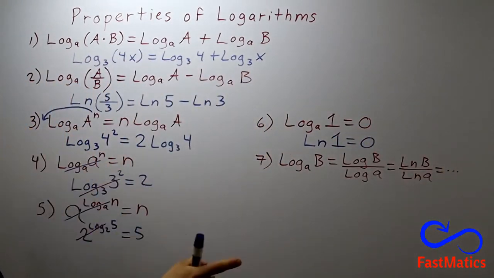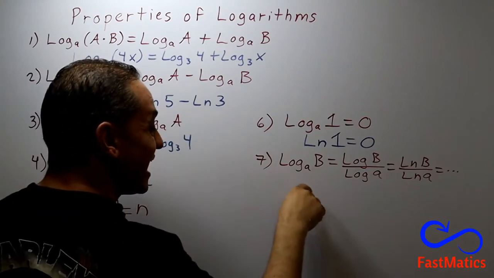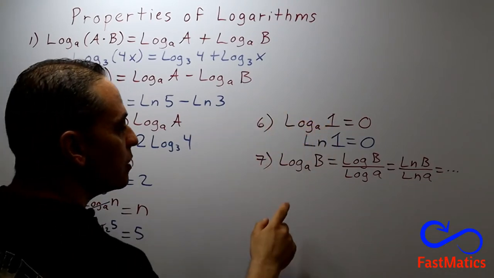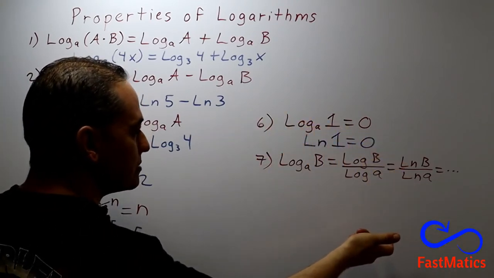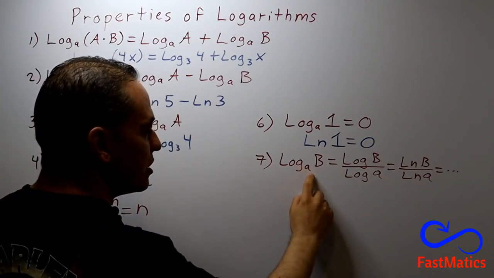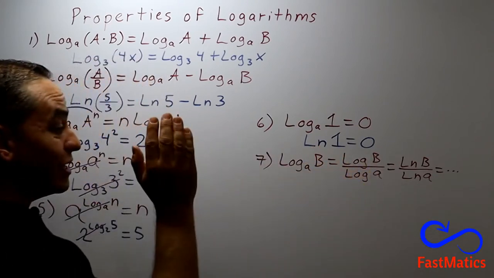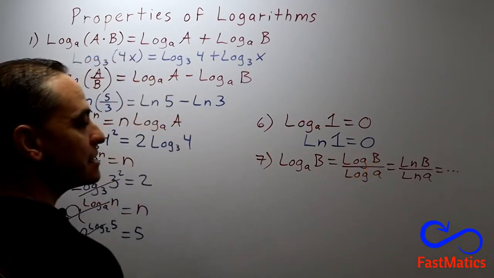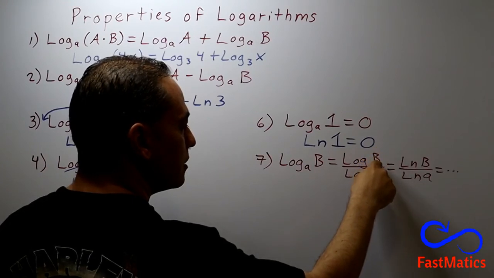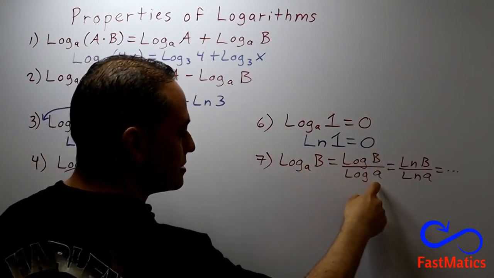And our last property, if we don't have a calculator that can calculate log base 3 of 4, for instance, we are going to change our base. For example, logarithm base anything of another thing is logarithm base 10. Remember, when you can't see what base, it is base 10. Logarithm base 10 of this argument divided by logarithm base 10 of the base.